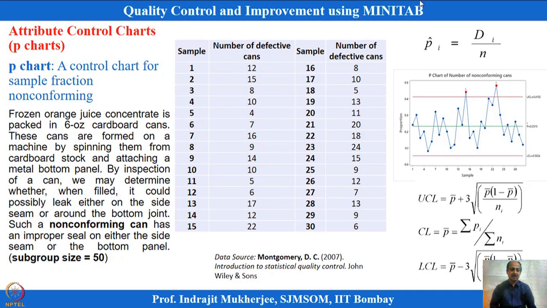So, in this case either useful or scrap we can think of. One of the examples that is shown over here is the number of defective cans when every time I am inspecting 50 samples, the subgroup size we can think of. So, at time point T1, 12 cans were found defective, and 50 cans were inspected basically. Okay. Over here the formulation assumes a binomial distribution, and based on that the formulation is given over here.